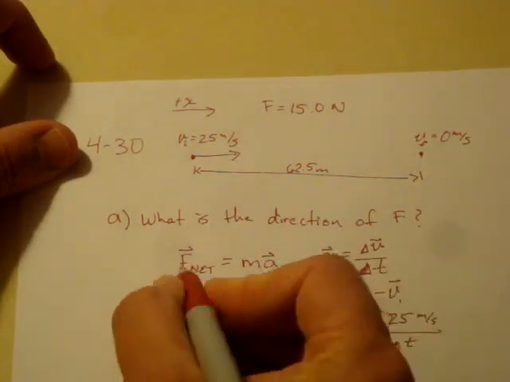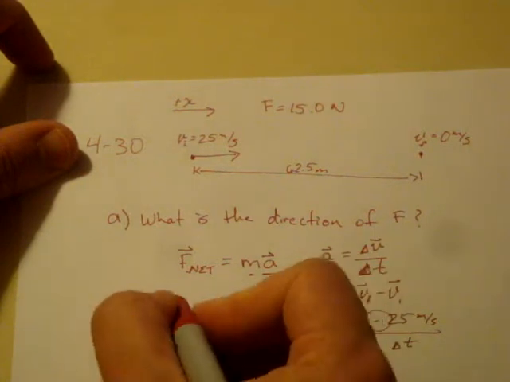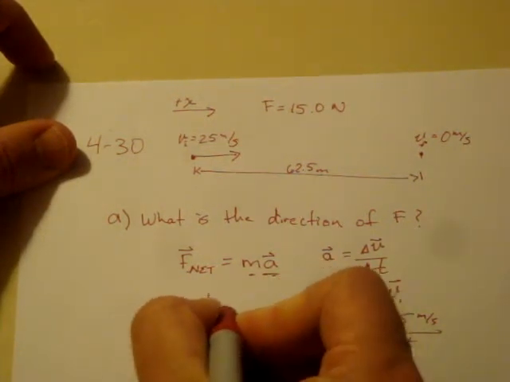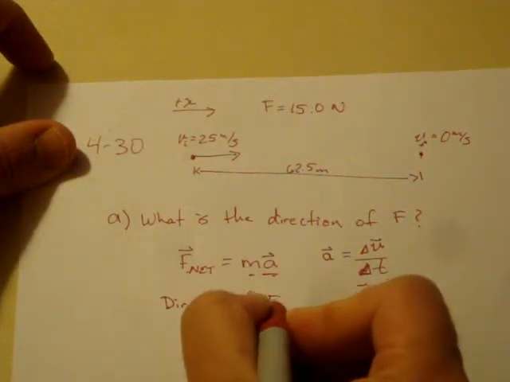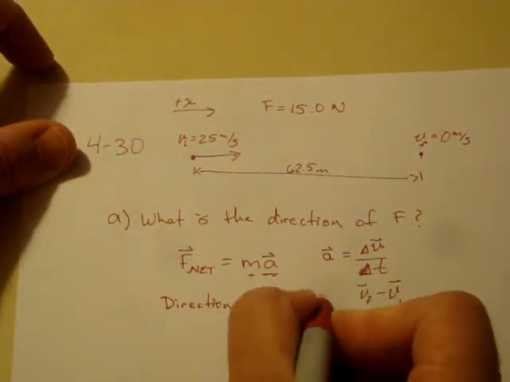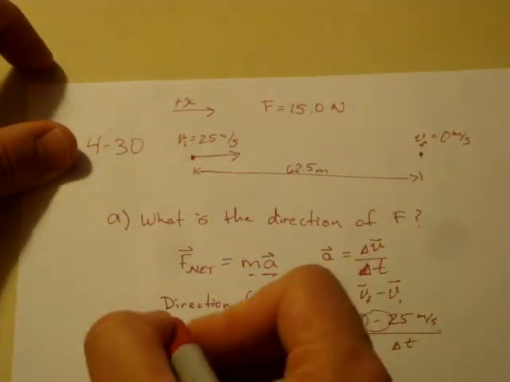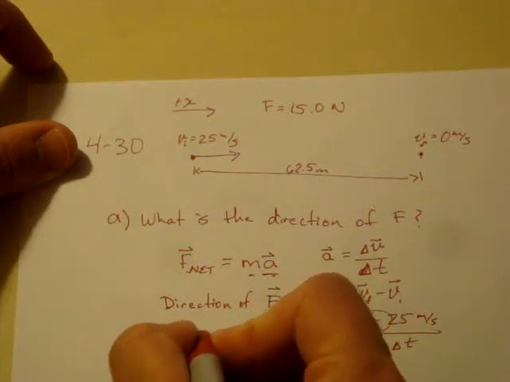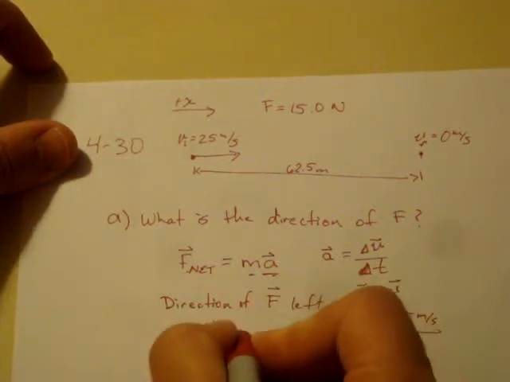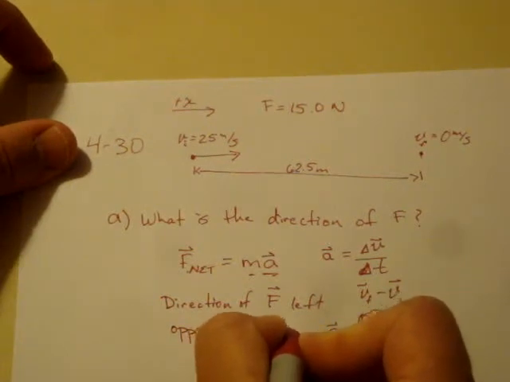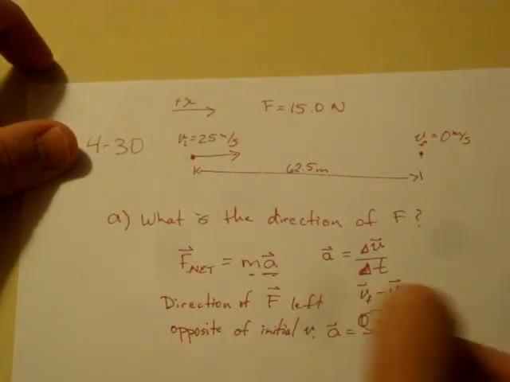and therefore, because the force is in the same direction as the acceleration, the direction of the force is also to the left. To the left here because I chose the particle to be moving to the right. So the direction of the force is opposite of the direction of motion, of the initial motion at least. Okay?